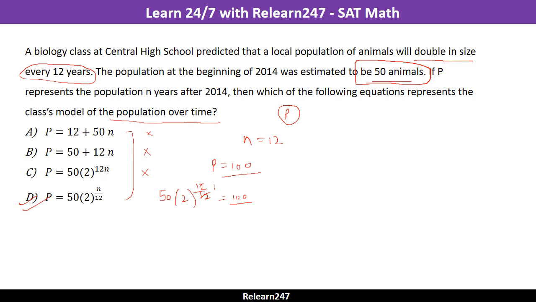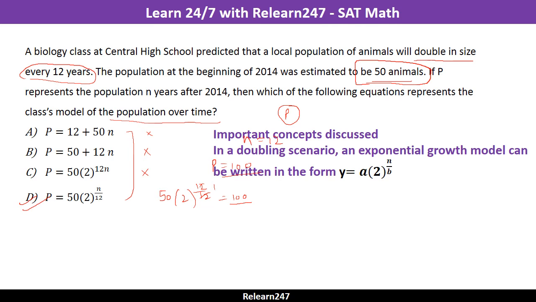So in case we have more than one option which gives us 100 as an answer in SAT maths, how do we solve this question? So let's discuss the important concept behind this. The concept is, in a doubling scenario, whenever the population is doubled, it is always an exponential growth model. So if we know that the population is getting doubled, there is always an exponential function.